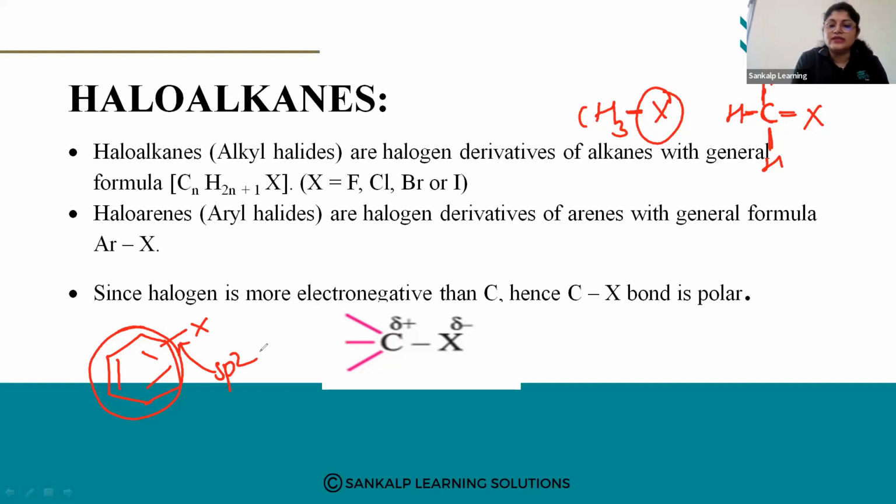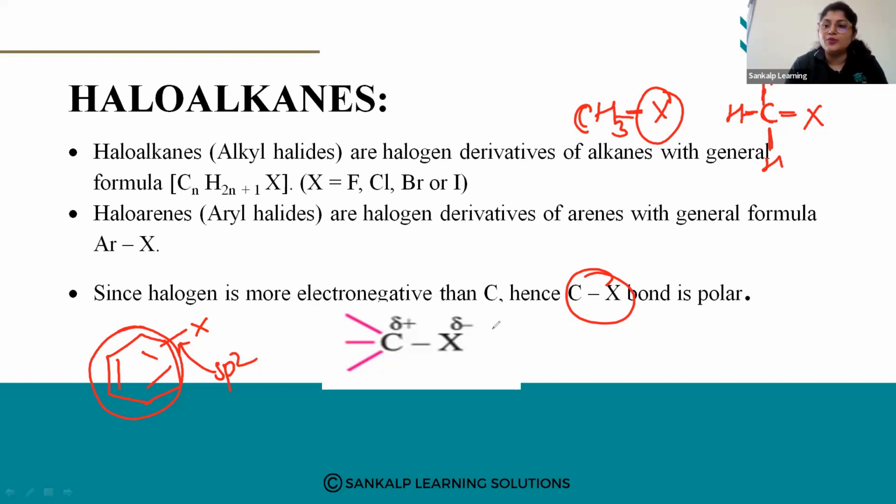Understood? Okay. Next, we are going to see the nature of the C-X bond. What do you mean by nature? This is the carbon and halogen bond. You know halogens are group 17 elements, and they are highly electronegative atoms.